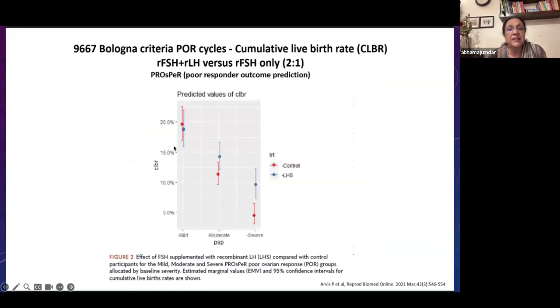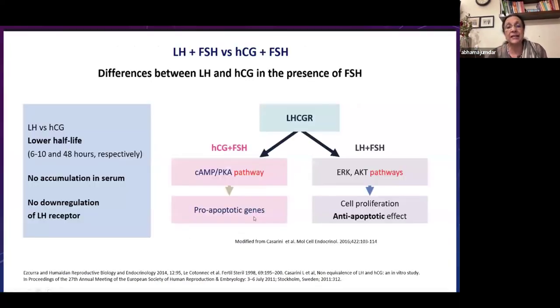Now here again, you find the same. I've given this predicted value of live birth. This is control, the red line, and the blue one is where we have treated mild, moderate, severe POR. Control is where only FSH is given, and the blue line is where LH is added. The line goes up. In mild, it doesn't show any difference, but in moderate and severe groups, the live birth rate goes up significantly the moment we add LH to these cycles.